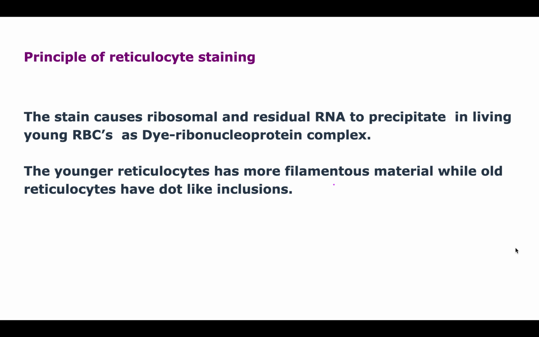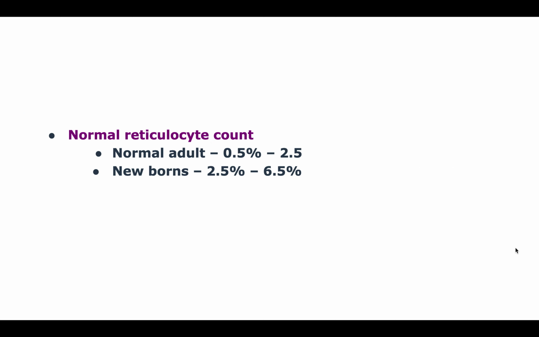So what is the principle of reticulocyte staining? The stain, that is the methylene blue, makes a complex with RNA, the ribonucleoprotein complex, that is seen. The younger reticulocytes will have more of the material inside of them, and the older, that is the more mature, will have just dot-like inclusions, as we already discussed.